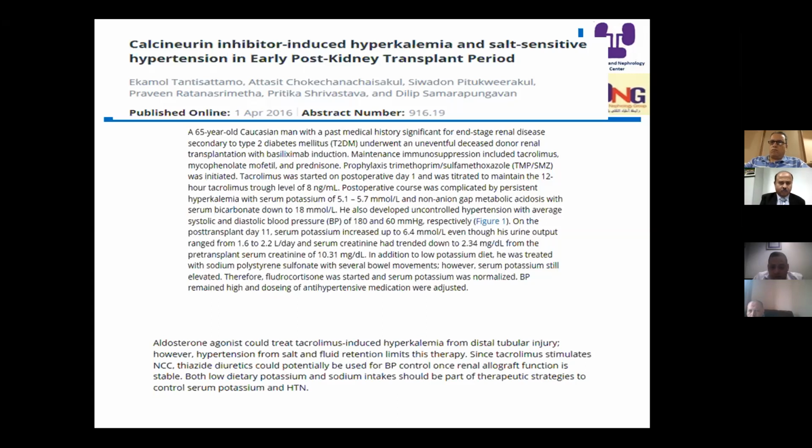After 5 days of transplantation, his serum potassium started to increase from 5.1 to 5.7, and then increased on day 11 post-transplantation to 6.4, despite good urine output and decreasing serum creatinine from 10 to an average of 2.3 milligram per deciliter. The provisional measures were a low potassium diet and cation exchange resin. The potassium didn't respond and still increased. So the plan was to add fludrocortisone.